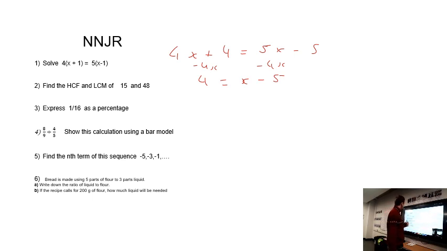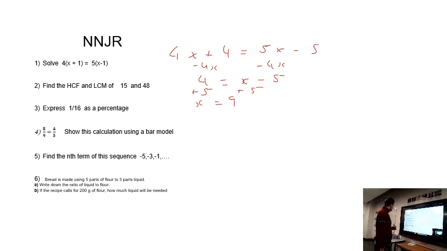So we have 4x plus 4 is equal to 5x minus 5. And put the x's on one side. So we're going to subtract 4x on both sides. So this will be 4 is equal to x minus 5. Okay. And then we need to add 5 to both sides. Okay, so x is equal to 9.